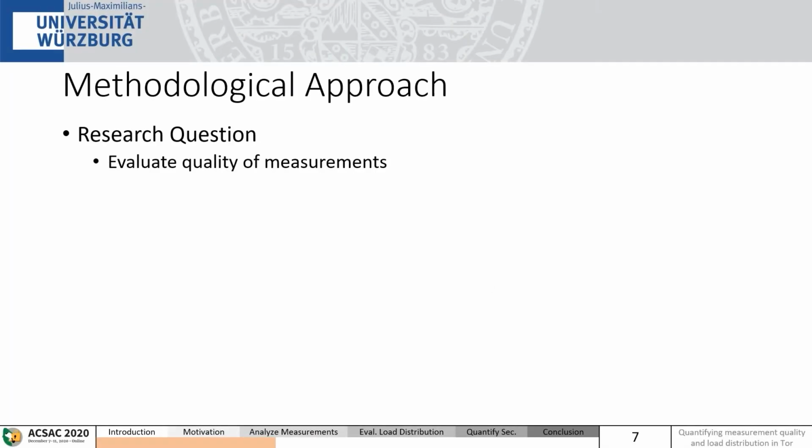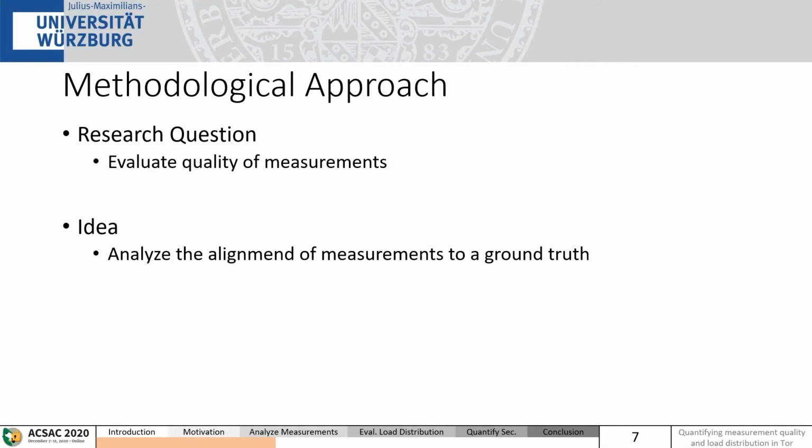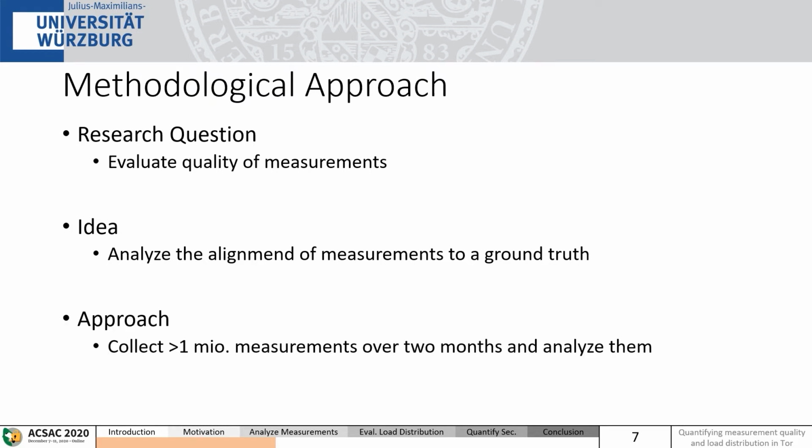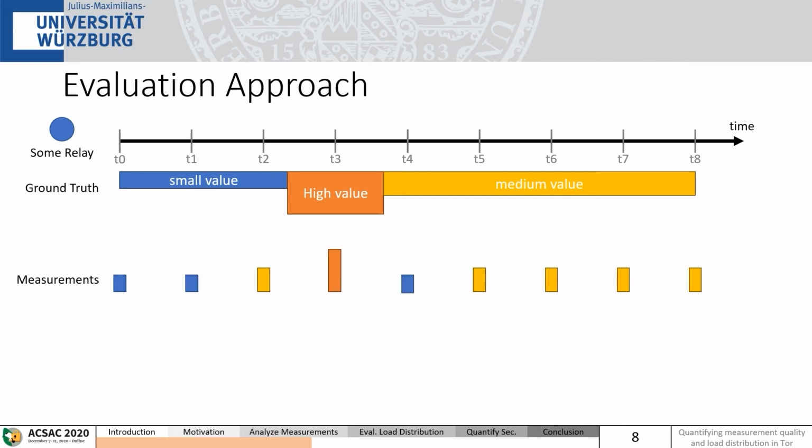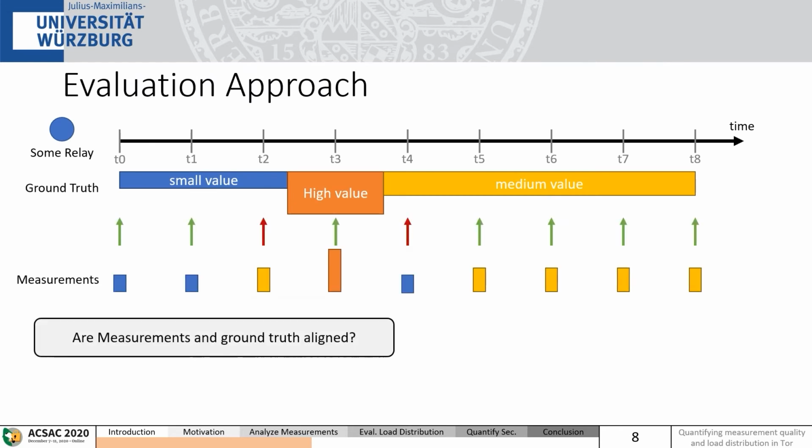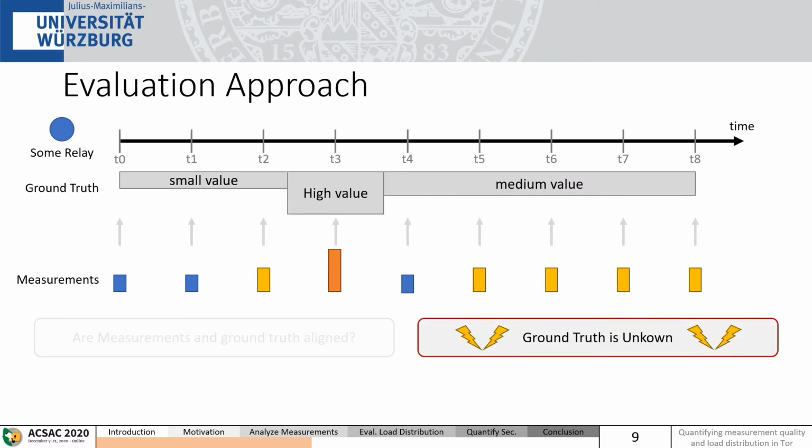To evaluate the quality of measurements, we want to analyze whether the measurement results are aligned to a ground truth bandwidth. To do this, we used Tor's measurement approach and collected more than 1 million measurements of real-world Tor relays over 2 months. For our analysis, we want to look into the alignment of these measurement results to the actual bandwidth of the relay. However, unfortunately for us, such an analysis is impossible as the actual bandwidth is unknown. While it would be possible to use a simulator to collect this information, this would also exclude the important effects of real-world traffic handling on the measurement results. As such, it is more desirable to analyze the measurements using a different method.